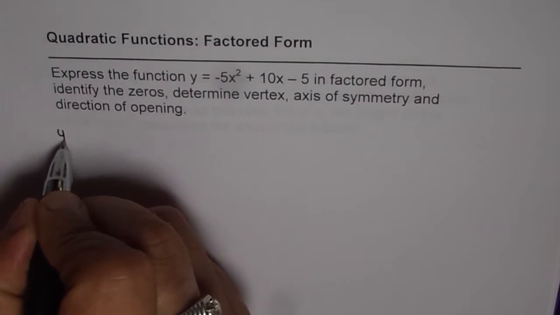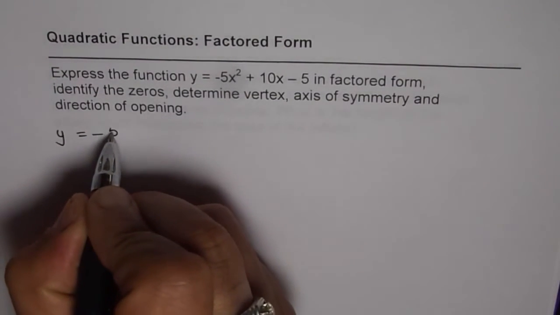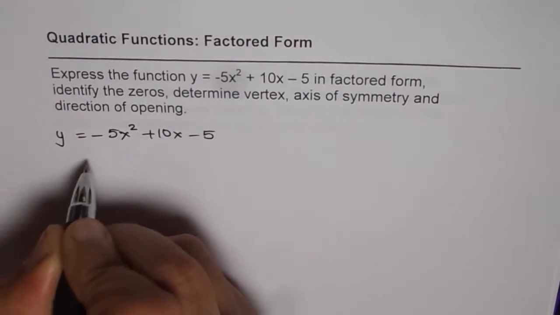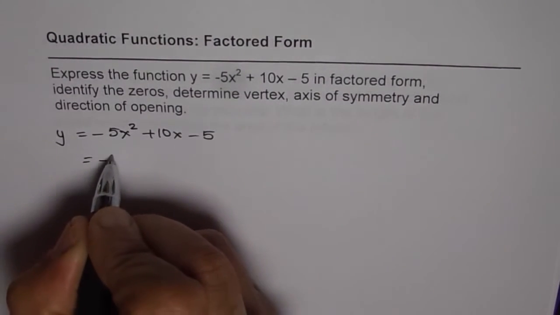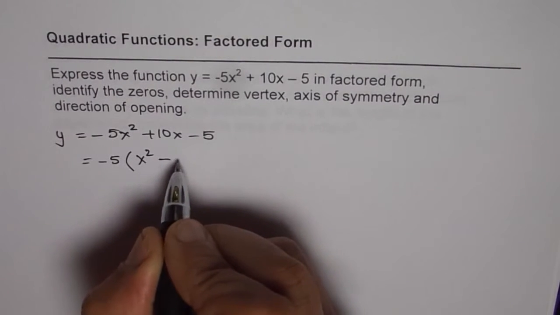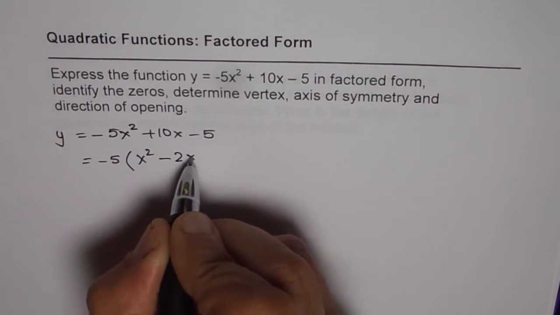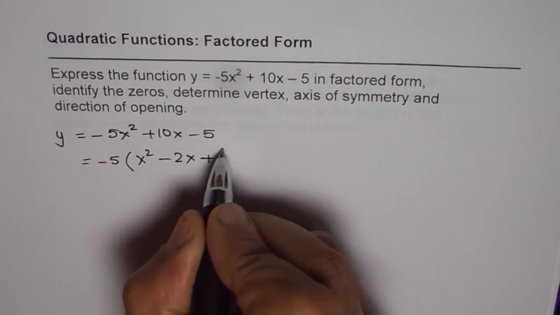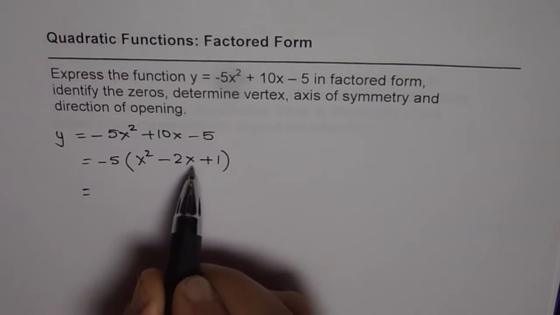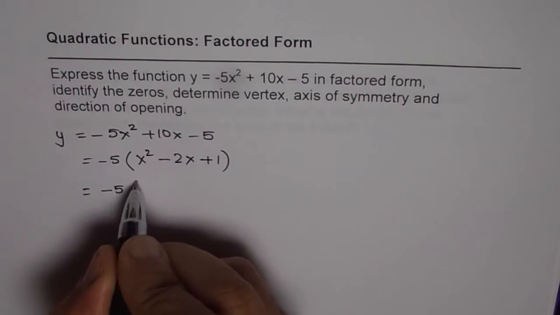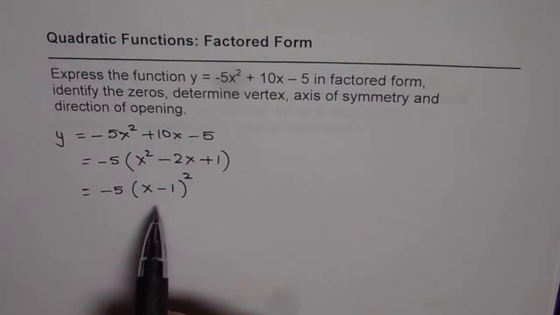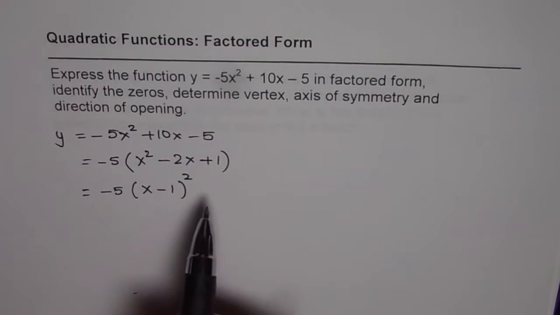So what we are given here is a function y equals minus 5x squared plus 10x minus 5. To factor, we can take out minus 5, which is a common factor here. So we get x squared. All the signs will change inside. So we have minus 10 divided by 5 is 2, and 5 divided by 5 is 1, so plus 1. Now as you can see, this is a perfect square, x minus 1 whole square. So we can write this as minus 5 times x minus 1 whole square. So that is in factored form, x minus 1 times x minus 1.